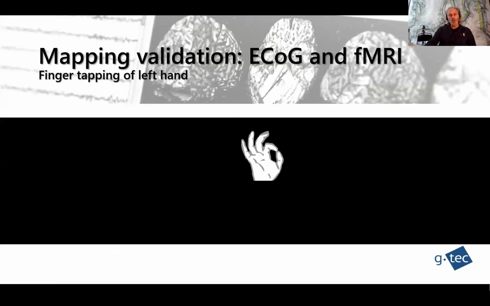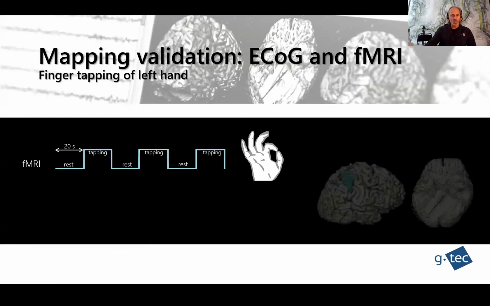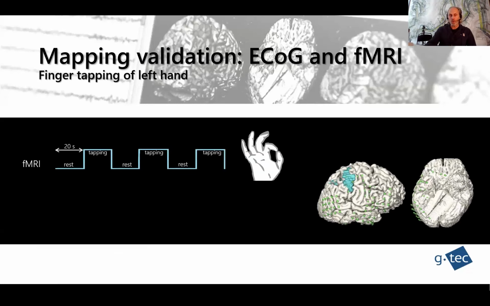Of course, we also did a lot of validation studies. So we looked, for example, at fMRI and ECoG. We asked a person to be at rest, and then the person did finger tapping for 20 seconds. We did a couple of repetitions, and here you can see the fMRI bold signal. So this brain region gets activated when you're doing this in the scanner.